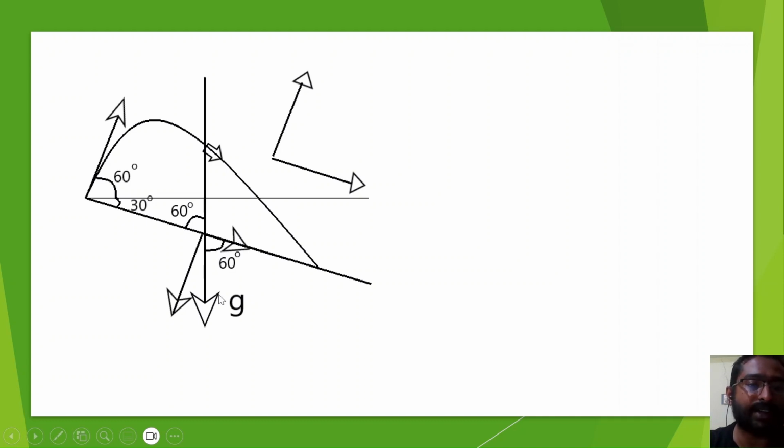And there will be acceleration, okay. There is an acceleration acting downward in this direction. This is the total acceleration g. I resolved it into two components, one along the inclination and one perpendicular to the inclination, okay. Along the inclination will be g cos 60 and perpendicular will be g sin 60, okay. So when this is 30 degree, this will be 60 degree, this will be 60 degree. That's how we arrived at 60 degree, okay.